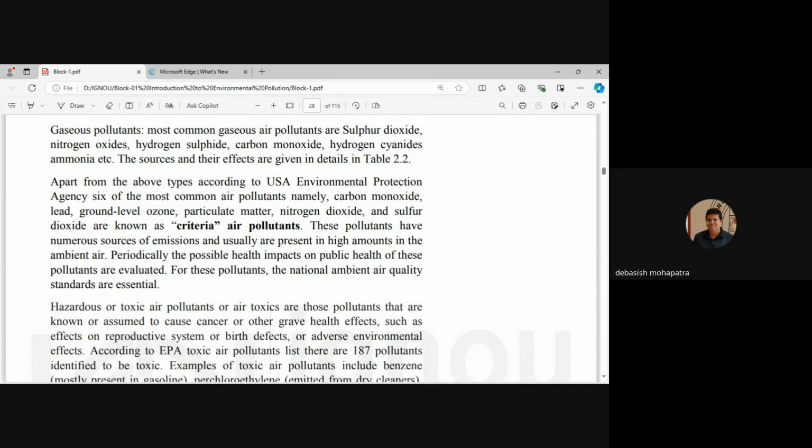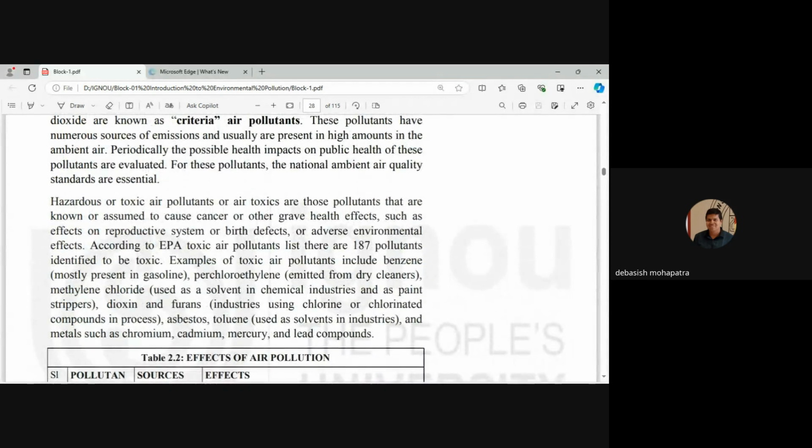Hazardous or toxic air pollutants, or air toxins, are pollutants that are known or assumed to cause cancer or other grave health diseases, such as effects on the reproductive system or birth defects, or adverse environmental effects. So we call them hazardous toxic materials which can cause cancer or any hazardous health effect.